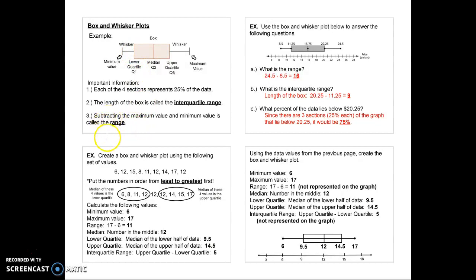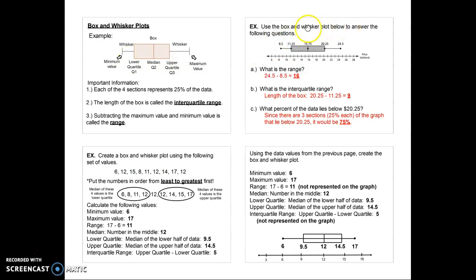Then your regular range is your maximum value and your minimum value. So we start with the maximum value and we subtract the minimum value from it. Okay, so that's just your normal range like we've done in the past with mean, median, mode, and range. Highest minus lowest. But if it says interquartile range, you're taking this Q3 value and subtracting the Q1 value from it.